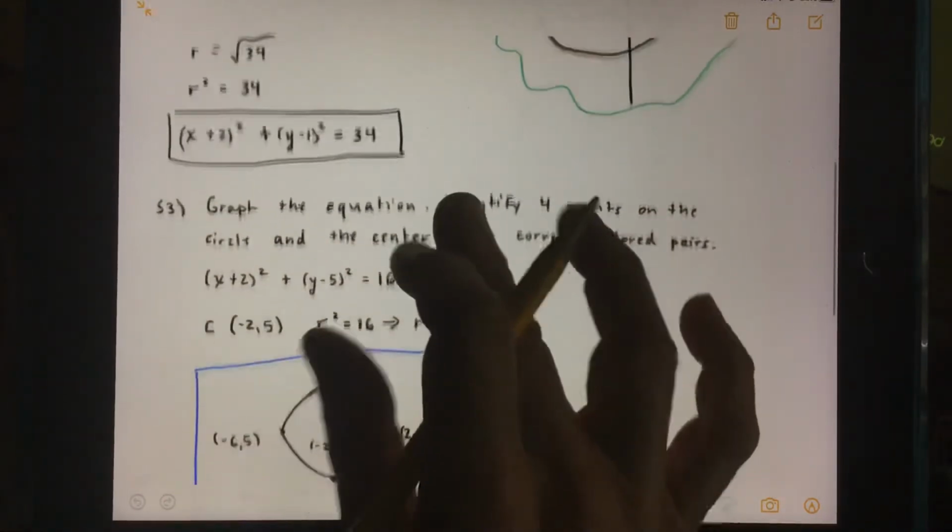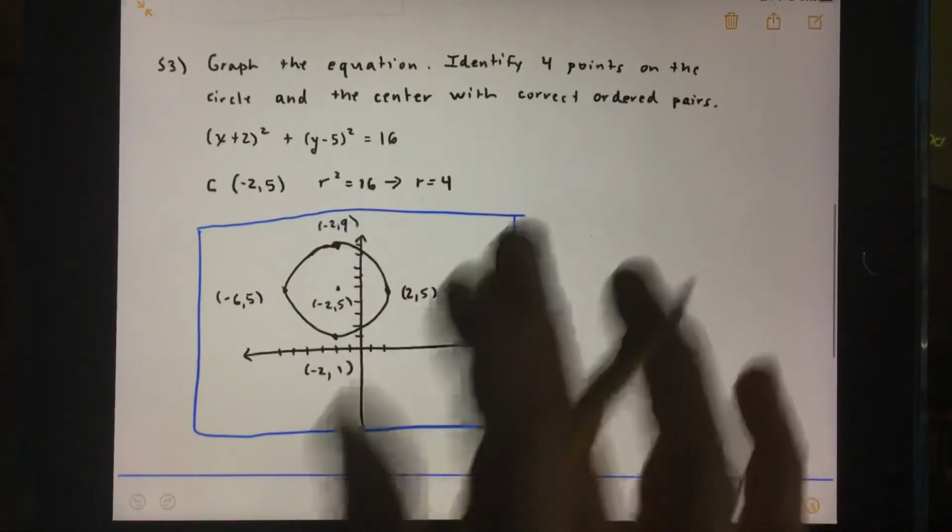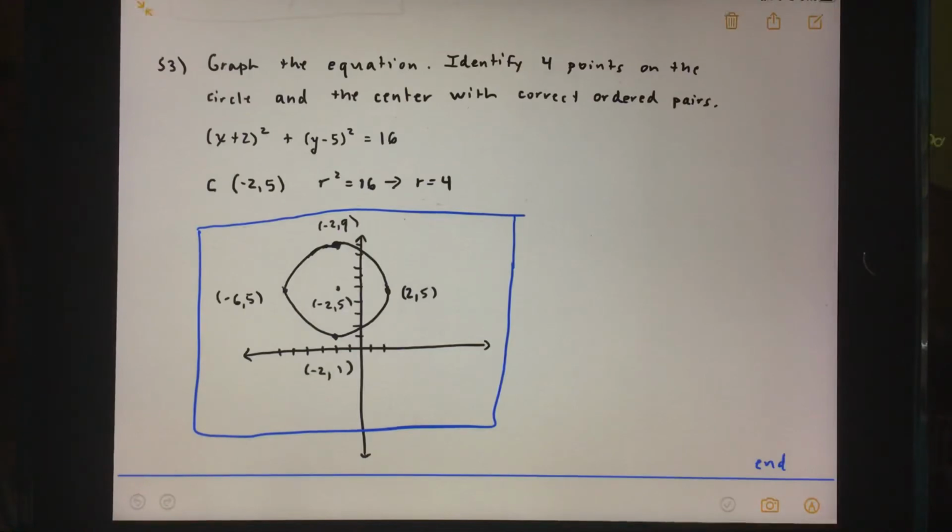Our last problem today for our samples will be to graph a circle given its equation. And then we're going to identify 4 points on the circle with their correct ordered pairs, and we'll also identify the center with its correct ordered pair.